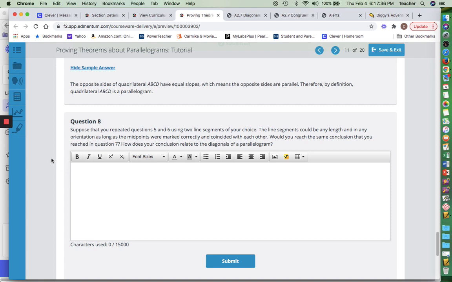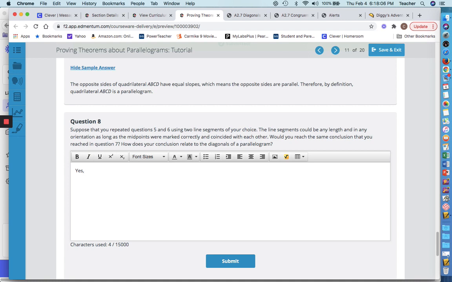All right, suppose that you repeated questions 5 and 6 using 2 line segments of your choice. The line segments could be any length and in any orientation as long as the midpoints were marked correctly and coincide with each other. Would you reach the same conclusion that you reached in question 7? How does your conclusion relate to the diagonals of the parallelogram? Well, yeah, of course you would get the exact same thing. Yes.